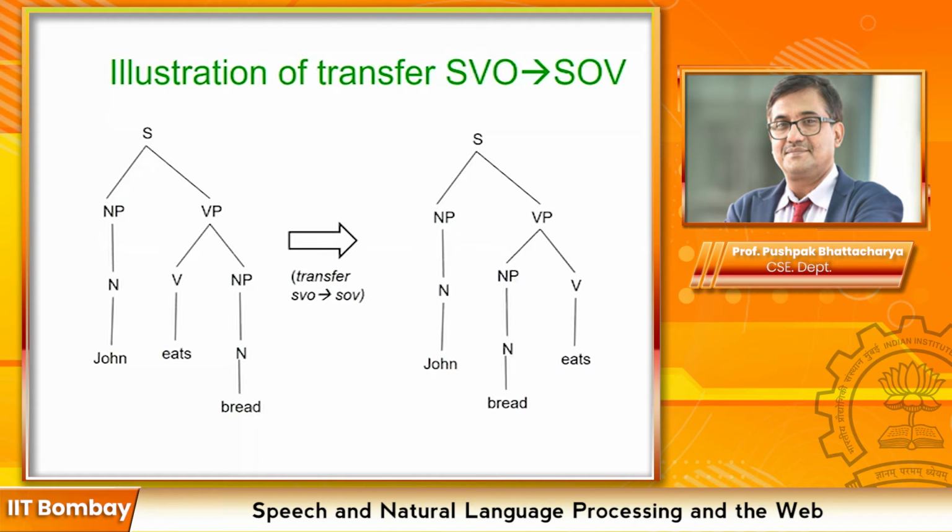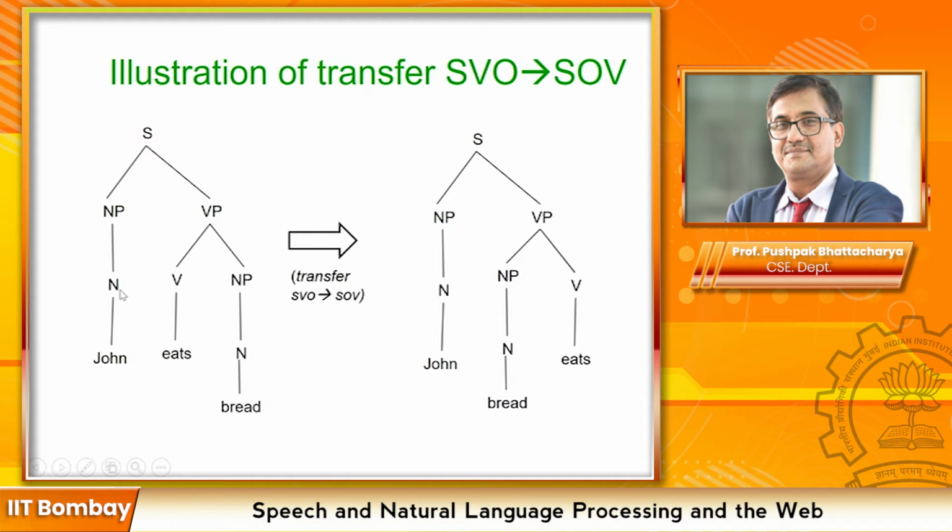Okay, so let me illustrate this with an example. John eats bread. This is the SVO structure. John, subject, eats, main verb, bread, object. We know that to translate this to Hindi, we'll have to apply the transformation SVO to SOV. V should go at the end. So I can do this quite easily if I have the constituency parse structure available to me. So I have S, NP, VP. NP goes to N and John. VP goes to V and NP.